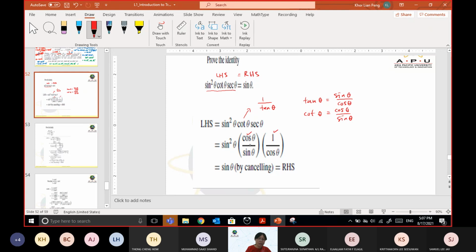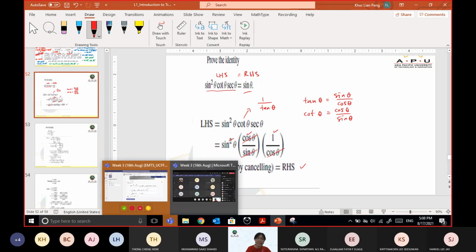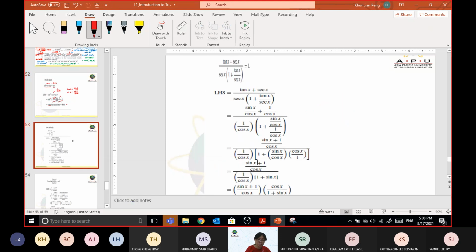Then whichever can be simplified, you just simplify by cancelling down. We can cancel cos theta, and we can cancel this sine theta. At the end, after simplifying, we only have sine theta, so we are able to show that it equals sine theta, which is the right-hand side. As I said, if you have a cotangent, we first try to substitute with the ratio.